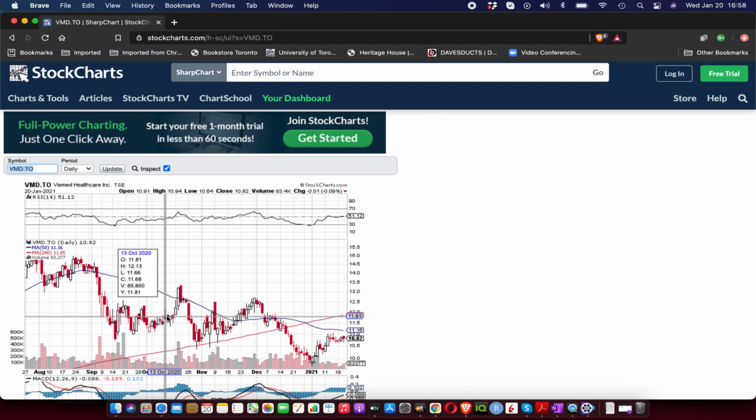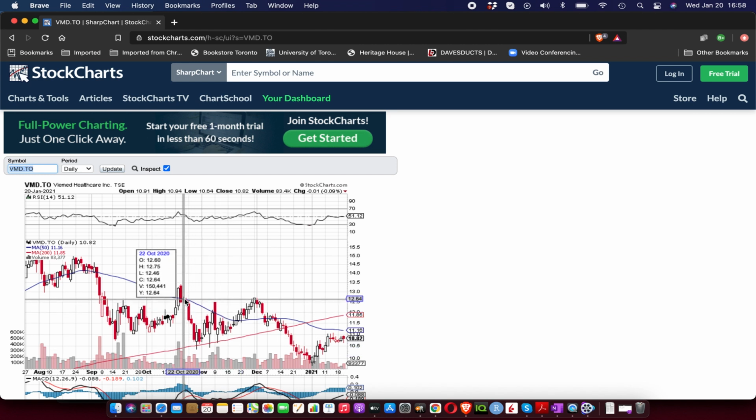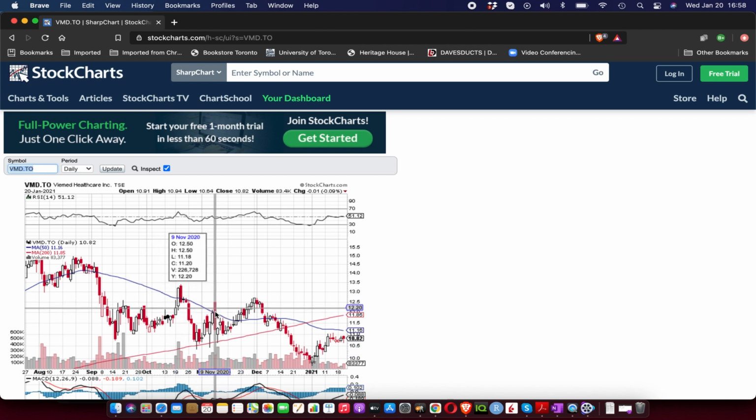If you look at this, it tried to go up, but it came back down. This was the resistance here. It tried to go up and came back down again. You can also look at the other side, because the 200-day moving average is trying to act as a support, while the 50-day moving average is trying to act as the resistance.